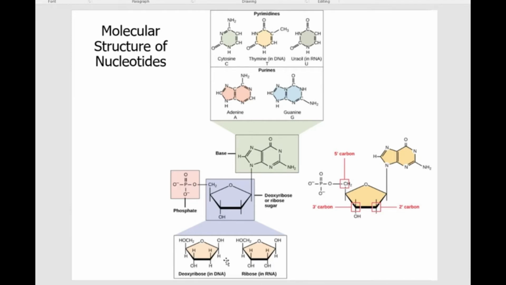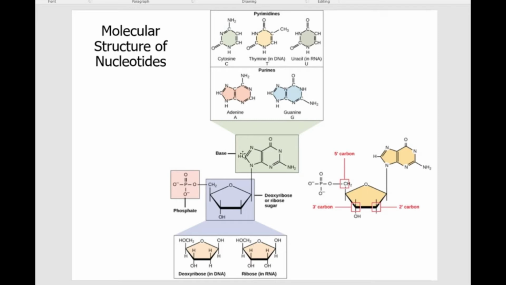What kind of functional group is attached to number 2? If it's RNA, then it's a hydroxyl group, which contains oxygen. But when you look at DNA, there's no oxygen, right? So just a hydrogen atom. So oxygen is not present, so we call it deoxy. So D means none, no, right? Oxy means oxygen. So that's the difference. DNA doesn't have an oxygen connected to number 2 carbon. Okay, so that's the difference.